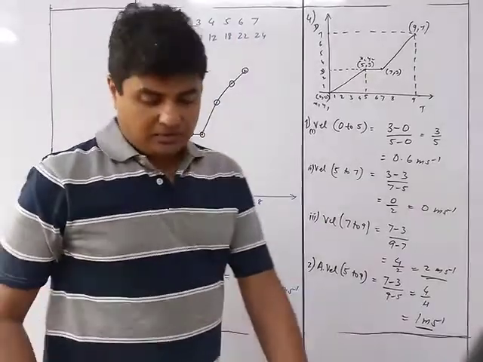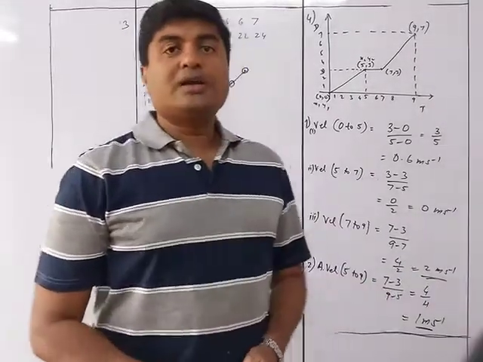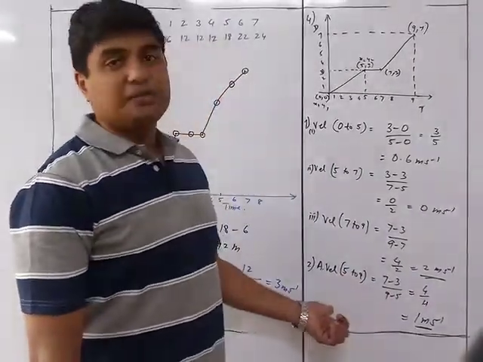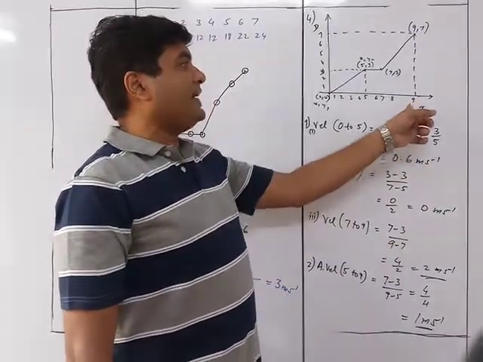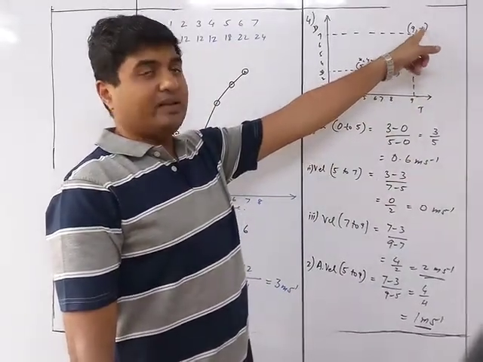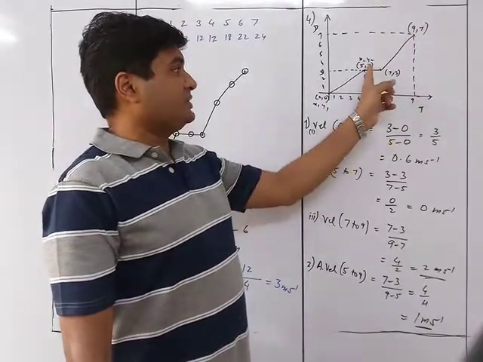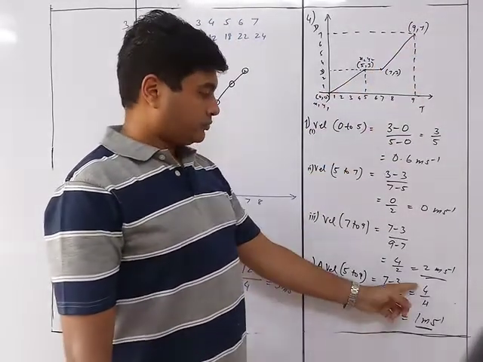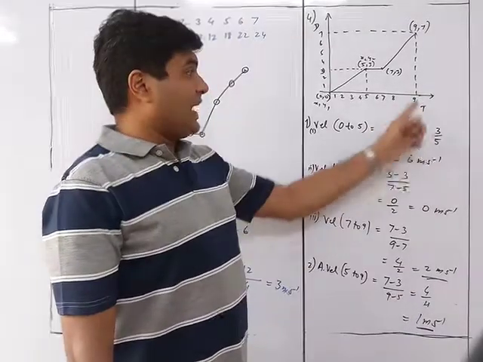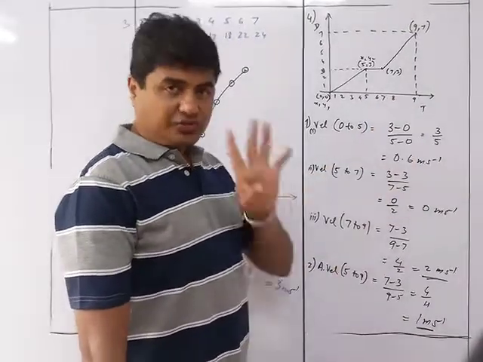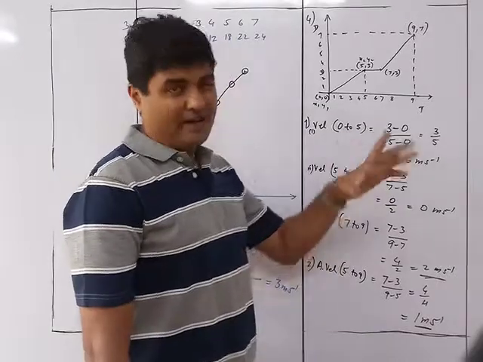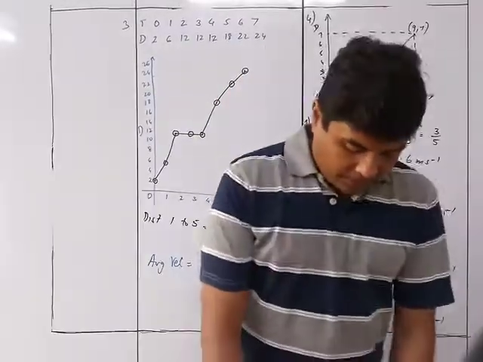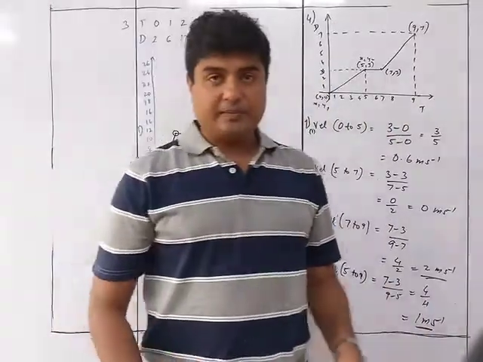Is it clear? Average velocity is total displacement over total time. What is the displacement at 9 seconds? 7 meters. What is the displacement at 5 seconds? 3 meters. So total displacement is 7 minus 3, which is 4. Time taken is 9 to 5. 9 to 5 is how many hours? 4 hours. So accordingly, 5 to 9 will be 4 hours. That's why it is 1 meter per second.